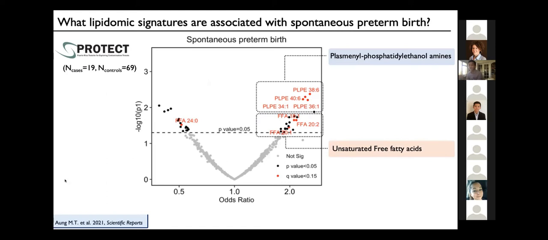We also observed that unsaturated free fatty acids were associated with higher odds of spontaneous preterm birth, and these may be indicative of catabolism and breakdown of larger lipids. So these findings provide additional insight into these bioactive lipids and pregnancy outcomes, and hopefully in the future, when coupled with other multi-omics domains, we can learn even more precise biological mechanisms that are related to these particular biomarkers.